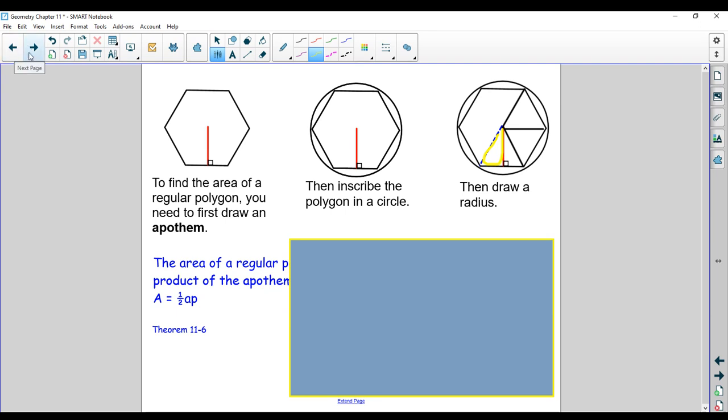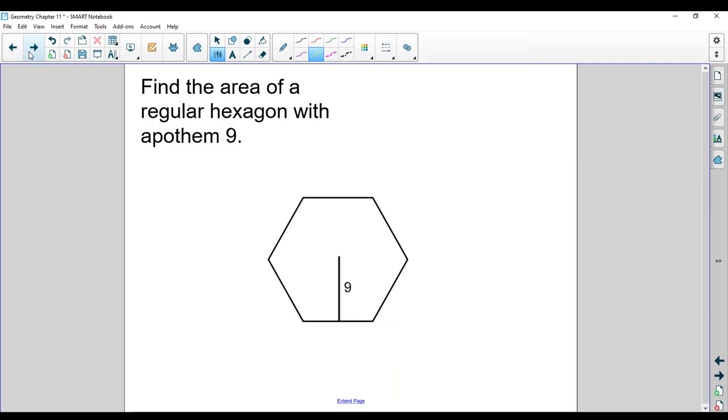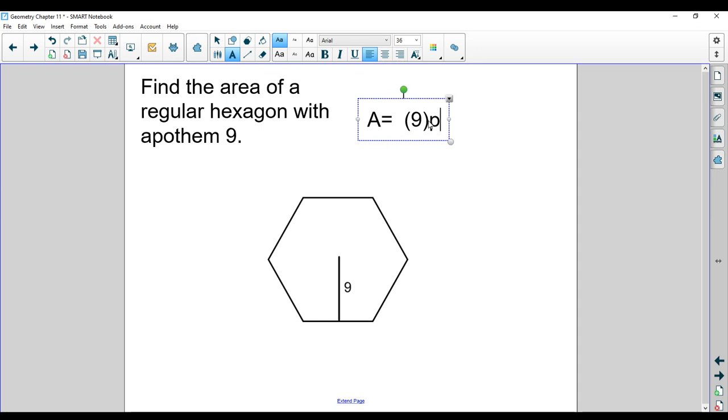So I'll give you an example. Here's our hexagon. Our hexagon has an apothem of 9. So if we have our formula, we know that the area equals half of 9 times the perimeter. The perimeter we don't know. So we do know that the apothem is 9.